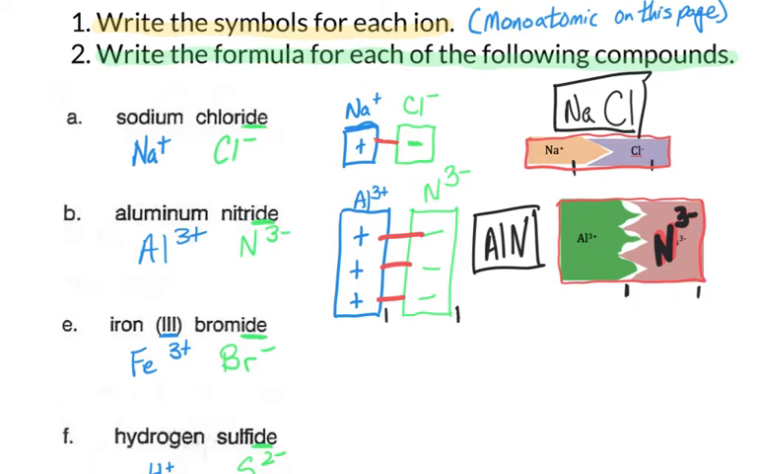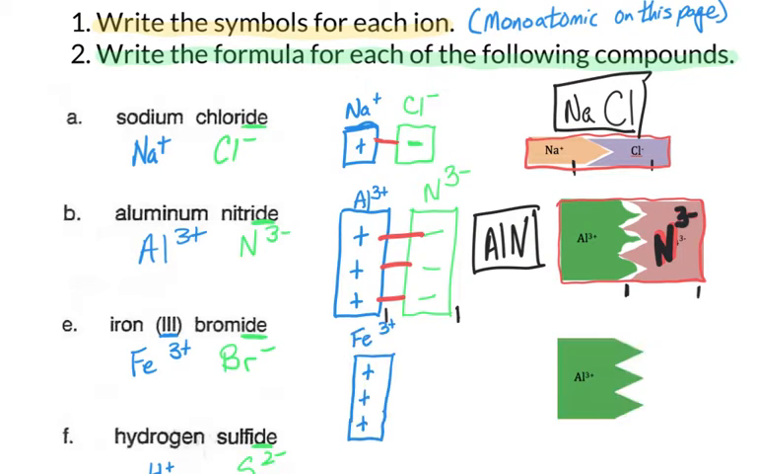In letter E, we see a little bit more complicated one. We have iron with a 3 plus charge, and bromide has a -1. Notice that in this model I have aluminum as my cutout.